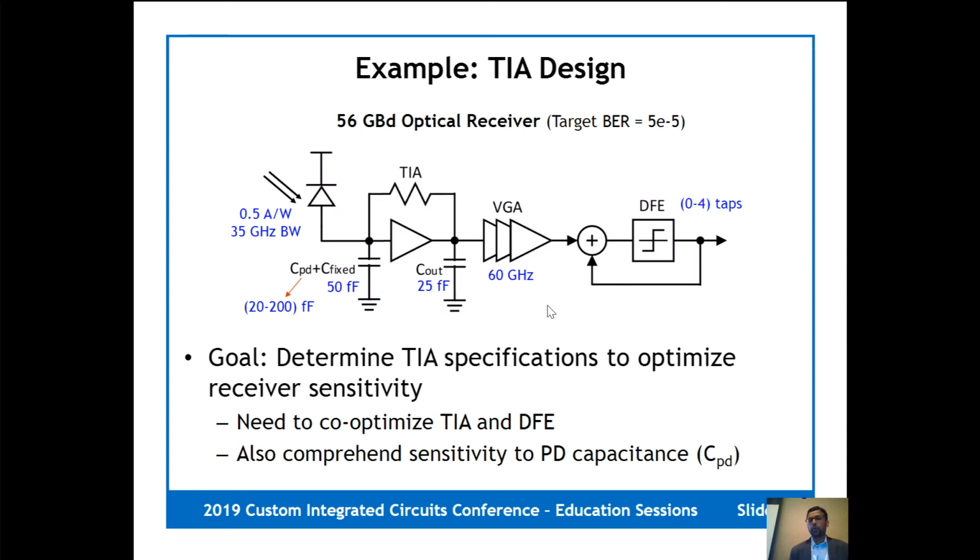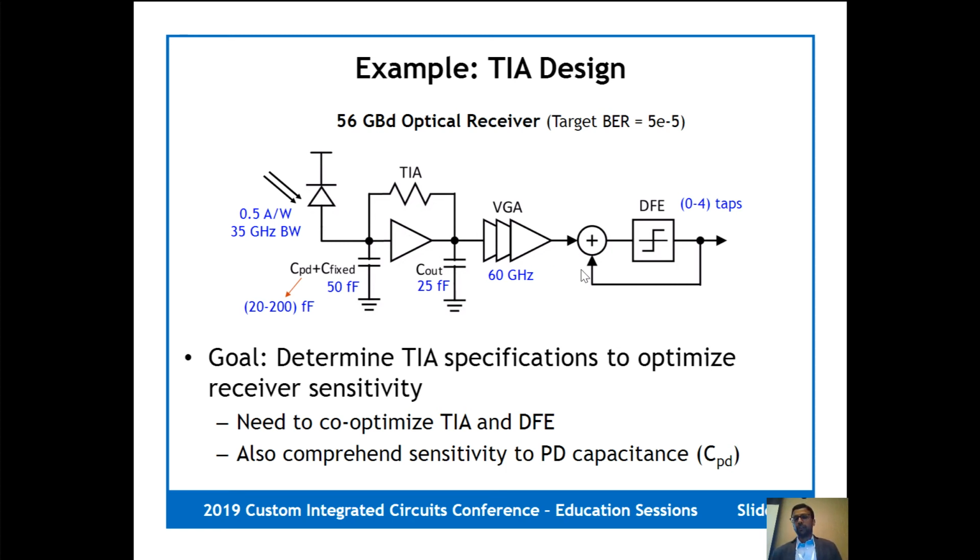And I want to figure out, okay, what are the optimal parameters for these circuits in order to optimize my overall receiver sensitivity? So I want to be able to detect the minimum input power with this combination. So at a high level, the idea is to co-optimize these.